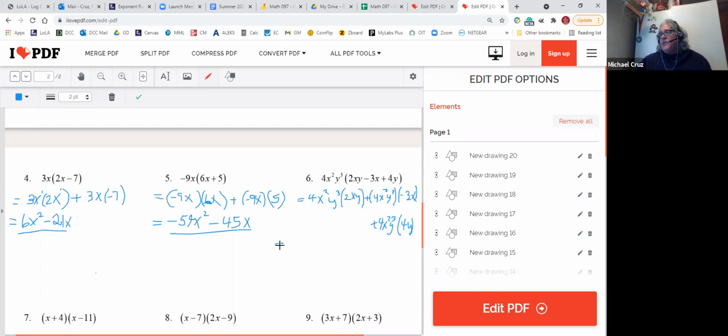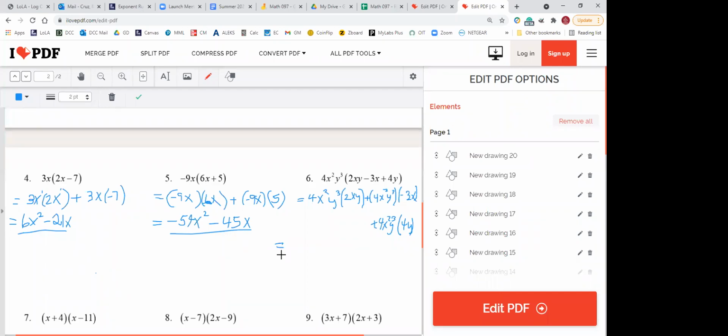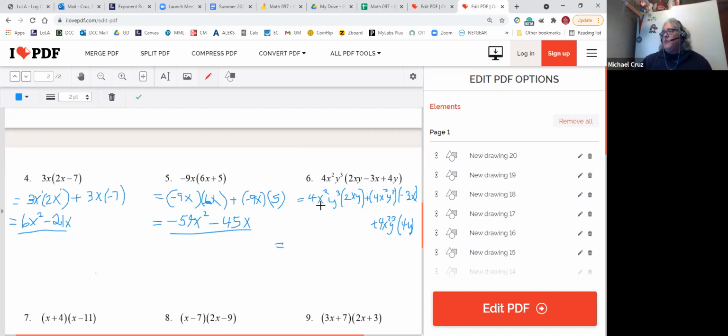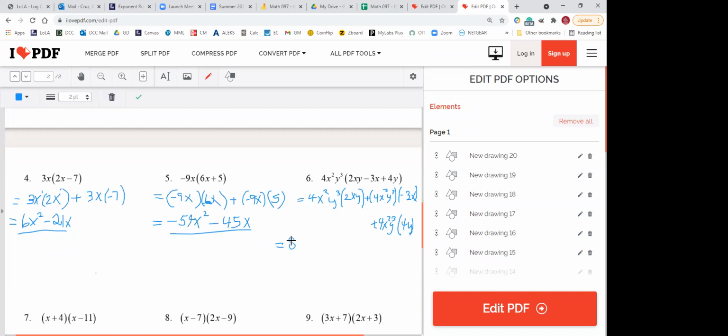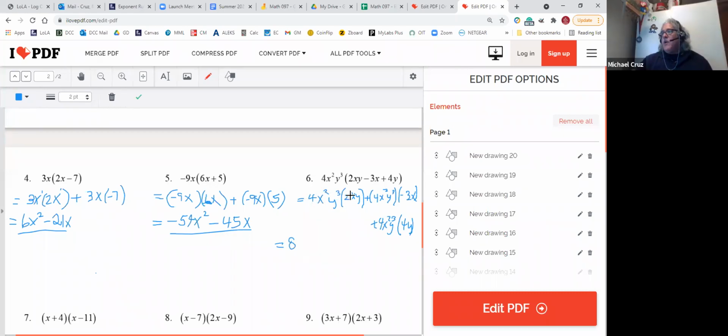All right, so what happens on this one? X squared cubed. On this first one, what are we multiplying? We got a 4 times a 2, right? So that's 8. You can't forget about the numbers. We got x squared and x, so that's x cubed.